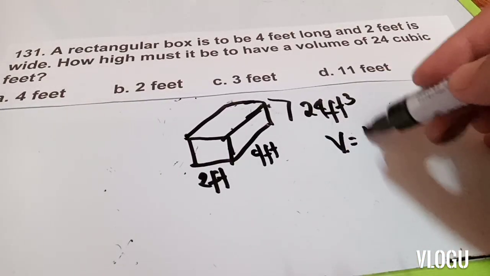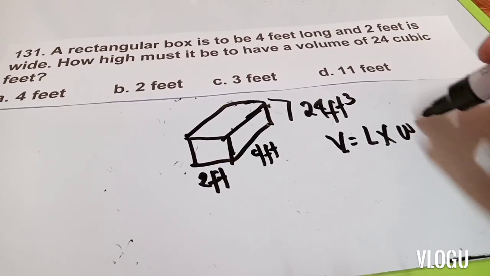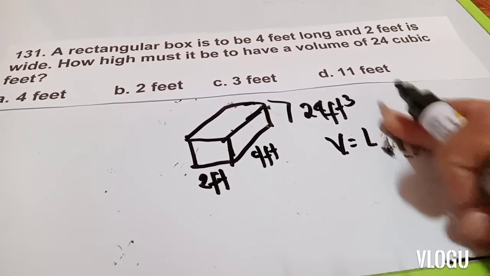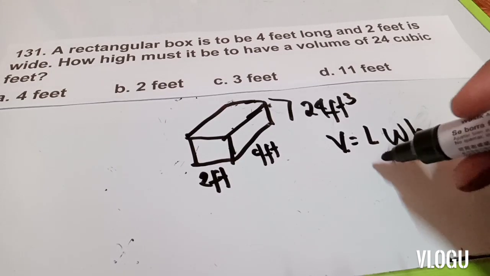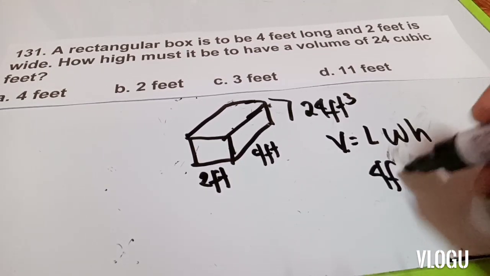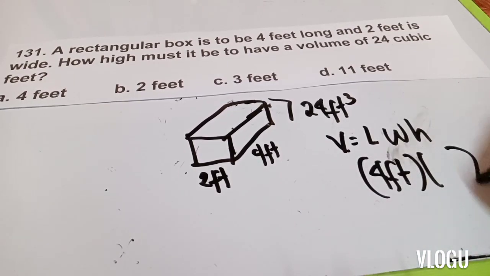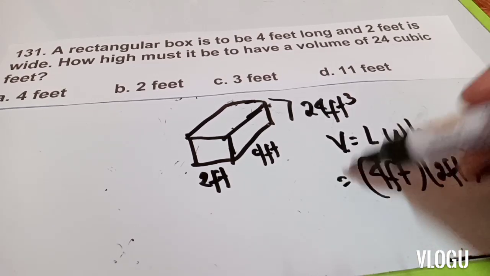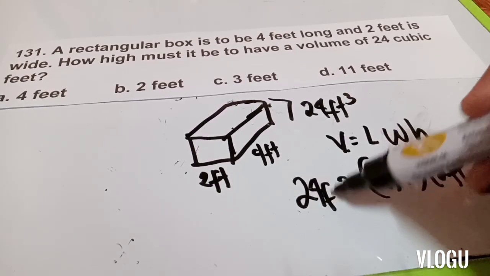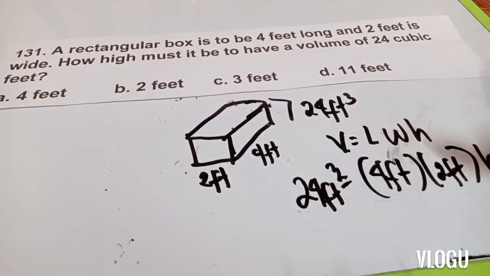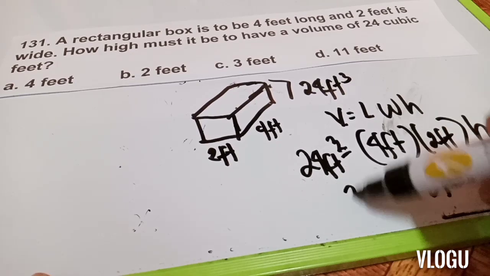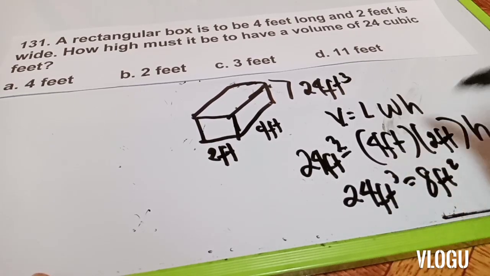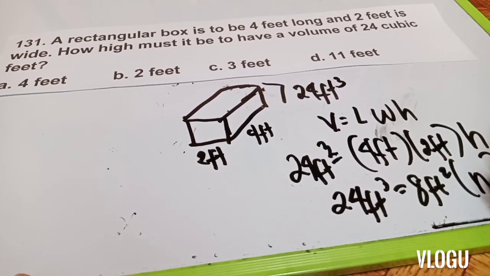So we know that the volume is length times width times height. So our length will be 4 feet. Our width will be 2 feet. And the height is missing. So the total volume will be 24 cubic feet. And then if we multiply this, this will become 8 feet squared. And then 24 cubic feet. And the unknown will be the height.